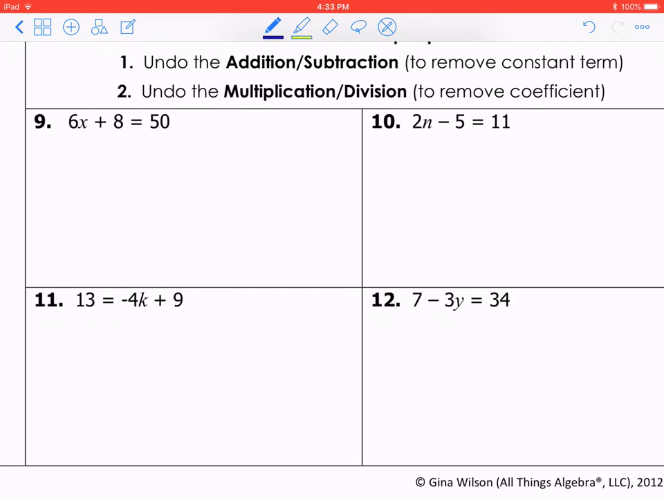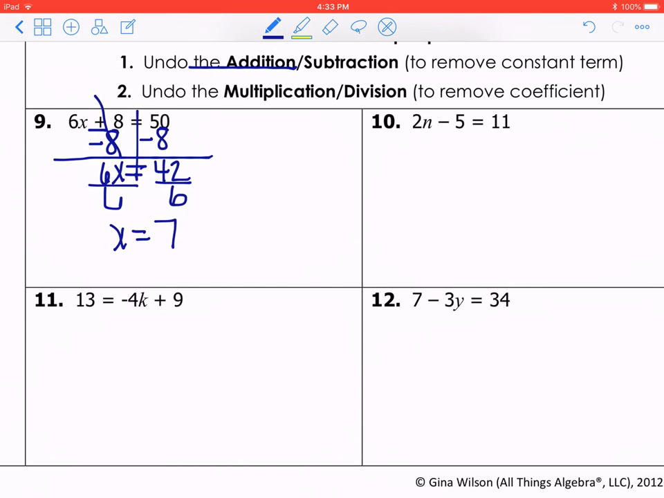So it says undo the addition first. So we have addition here. So to undo it, I'm going to subtract 8 on each side. The 8's cancel, and you're left with 6x equals 42. Then you have multiplication, so we're going to divide each side by 6. So x equals 7. For number 10, now we have subtraction, so I am going to first add 5.